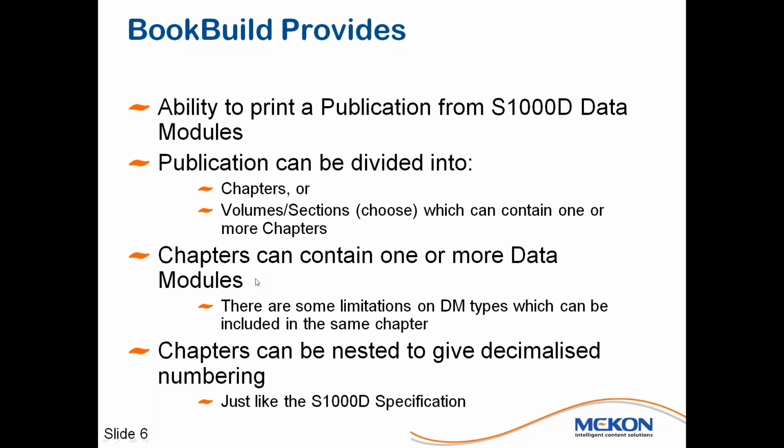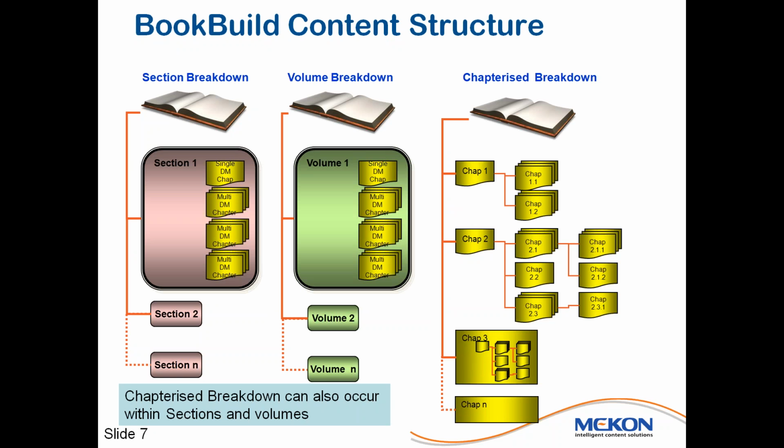You can have chapters which contain several data modules. There's some limitations on what you can mix and match, but basically it doesn't normally cause a problem. And you can nest the chapters to make them into decimalized numbering. We did a project for somebody, and I think it was 6 nestings of chapter number. It was very easy to do, and it was well worth the effort.